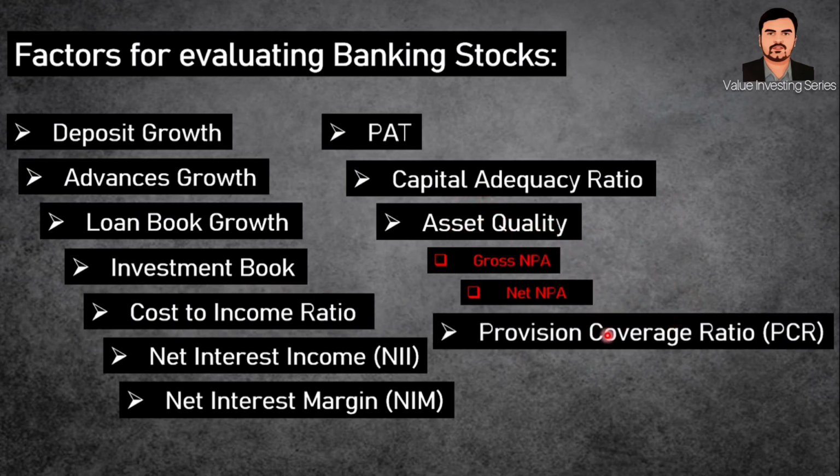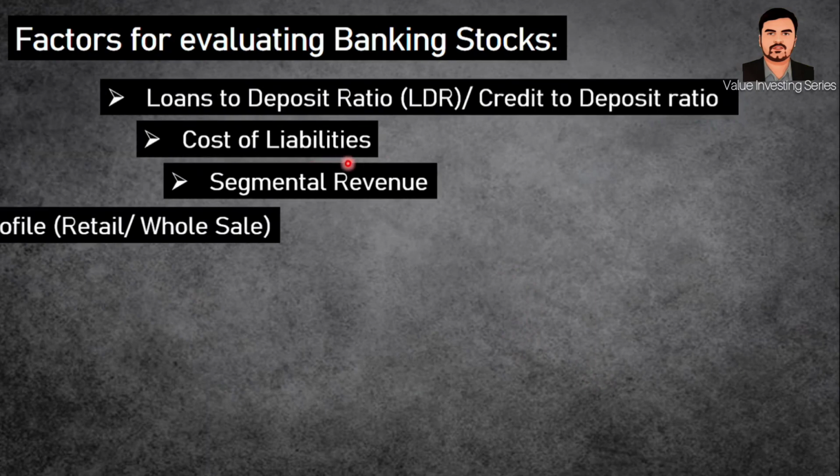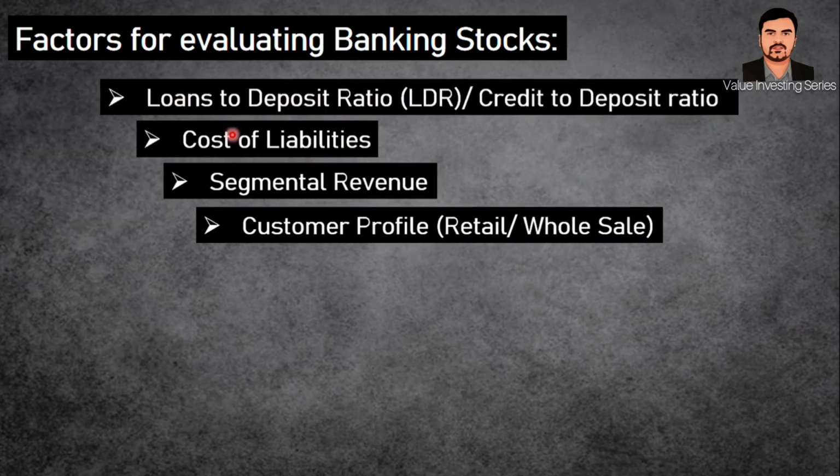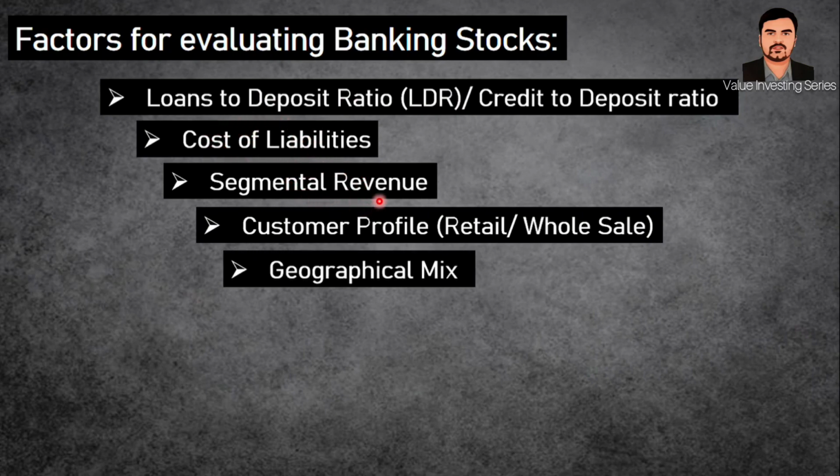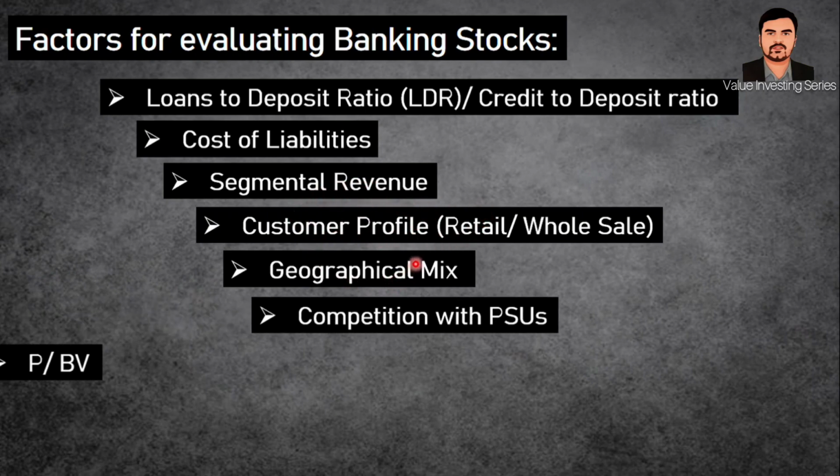So the provision coverage ratio is also kept healthy, so that you take care of your NPAs. And also, as I told, the CASA ratio has to be kept high. The loans to deposit ratio also has to be optimally positioned, so that you are not having a liquidity crunch, or you are not underutilizing your funds. And also the cost of liabilities has to be kept low. You should have a good segmental revenue. A good customer portfolio has to be kept. A good geographical mix has to be maintained. Competition with PSU banks also has to be checked by having strategic lending and maintaining a lower NPA as well.